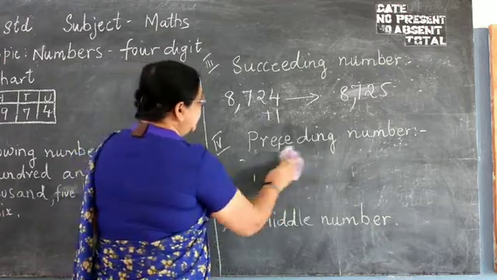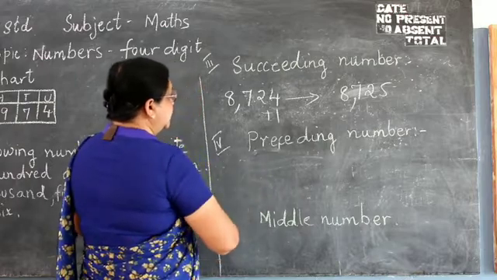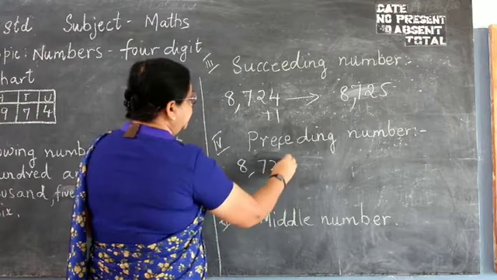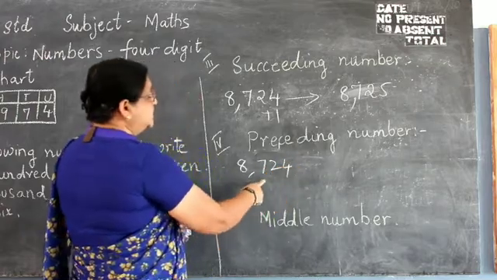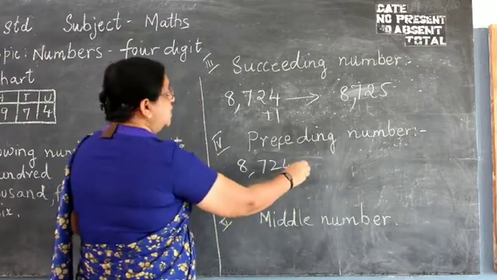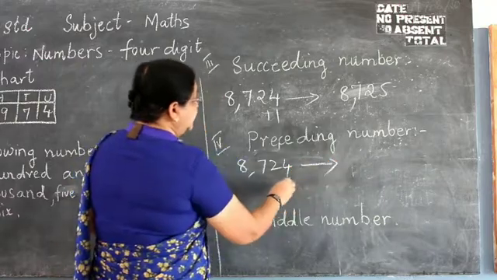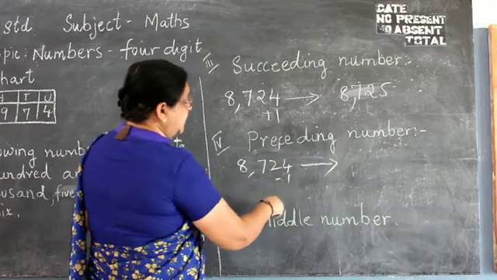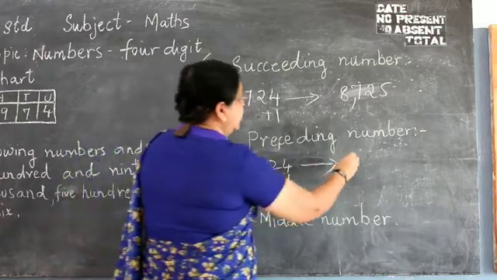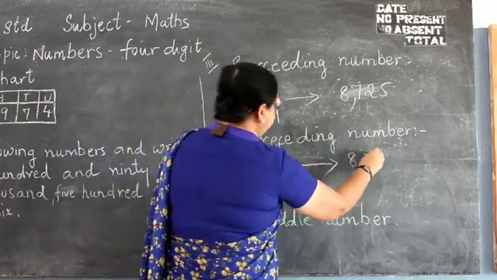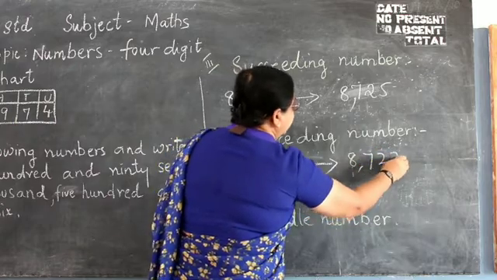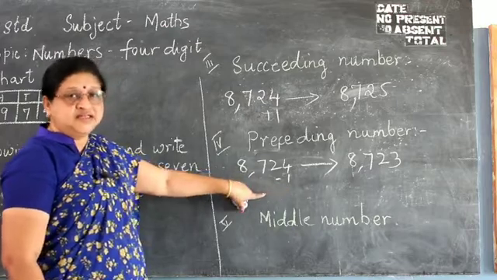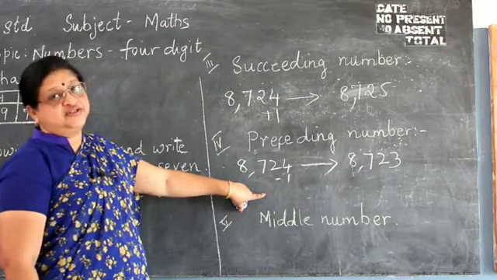In the same way 3 digit. Now I will show for the same 8,724. Now 8,724, what will be your preceding number, children? Suppose you do it orally, it is simple. Otherwise minus 1, you will get 8,723. Because 4 minus 1 is 3. So this is how you will do it in your 4 digit.